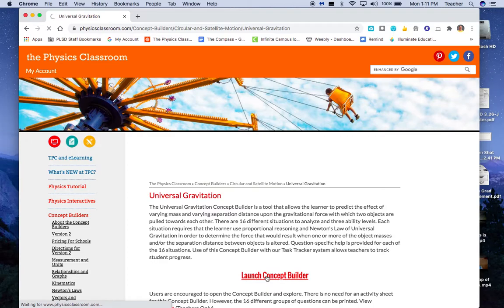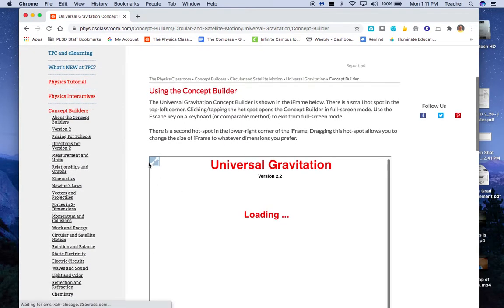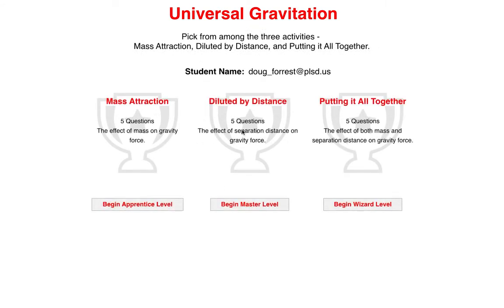So if you go to the concept builder, as per normal, you want to make sure that your name pops up down here. That way you're logged in and anything you do counts. It's not lost if you only get through, say, one activity at a time. There are 3 different activities. There'll be different points for each one. So if you end up doing something like this one, you get more points than one of the lower ones. So I'll try to do one example for each level.